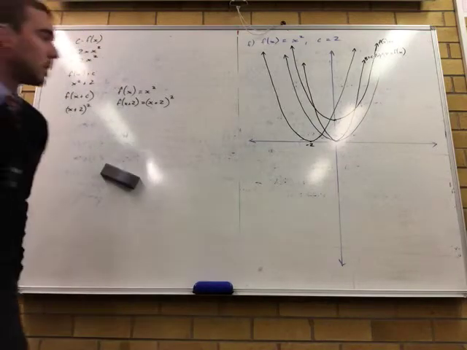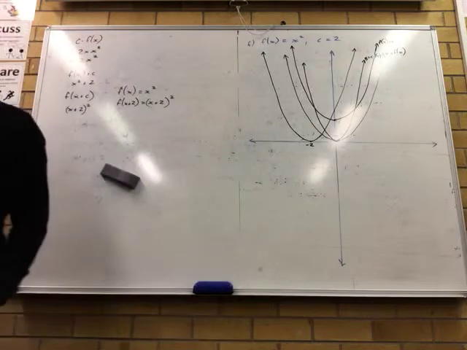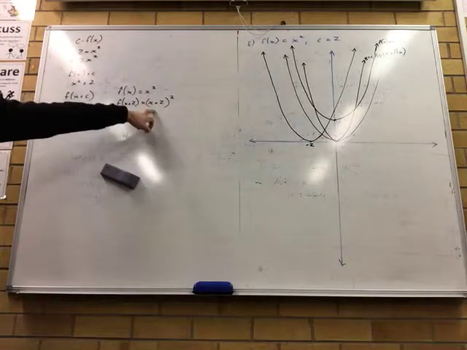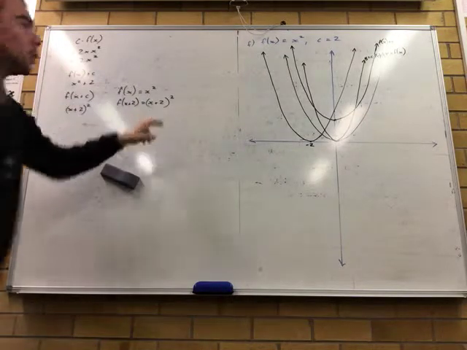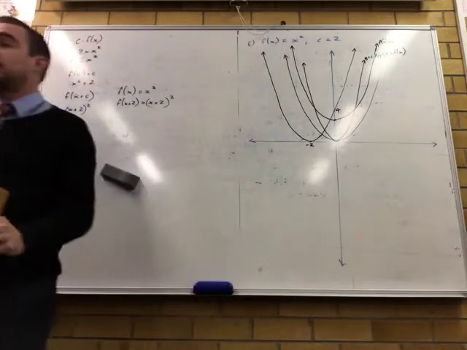What is the y-intercept? Y-intercept, where x equals 0. 0 plus 2 all squared is 2 squared, which is 4. Okay, we can quickly do the maths there.